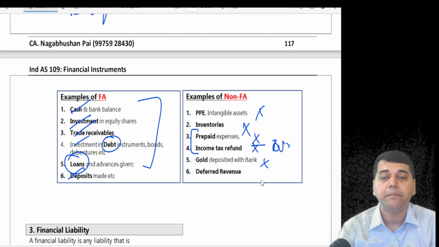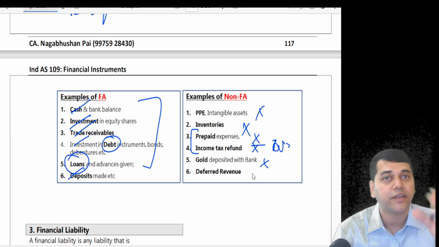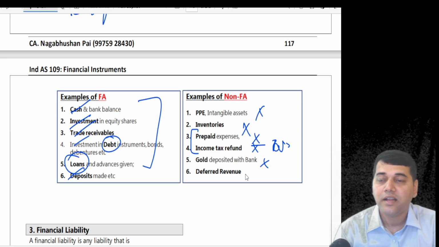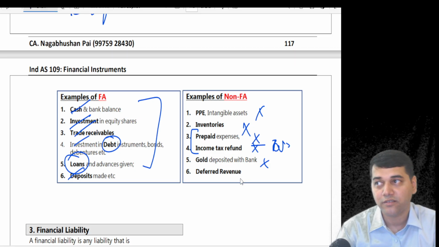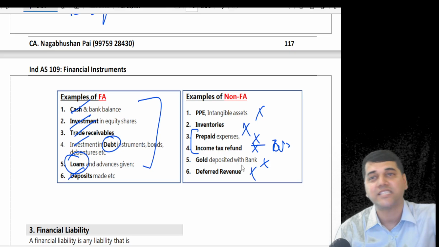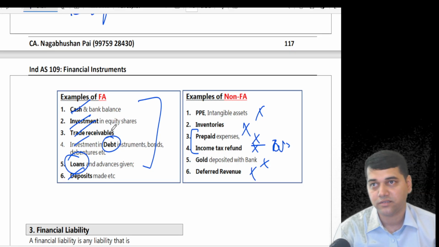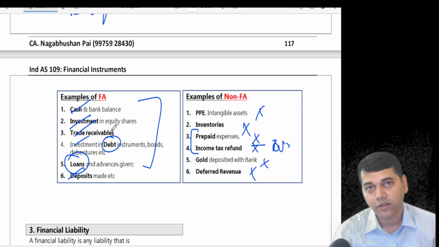Gold deposited with the bank. No, cash should have been deposited with the bank, because what they are going to give you is gold, not cash. And the gold price is not fixed there, not in fixed terms. Deferred revenue, that means some revenue you want to recognize next year. No, those are all the examples of non-financial assets. Are you clear? Any element of doubt?